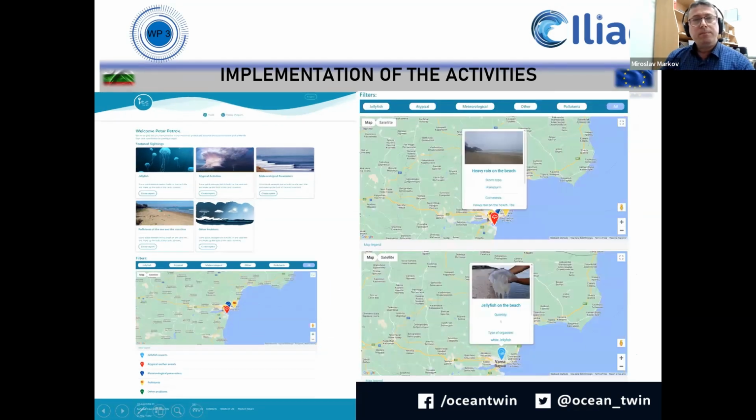On the next slide, you can see the welcome screen for the registered users. Besides that, it is already personalized. The users have the option to give a report here with these buttons for each one of the categories. And again, they can observe the history of reports here on the map. On the right-hand side, you can see some examples of such reports. Here we have heavy rain on the beach and also jellyfish, which have been reported.